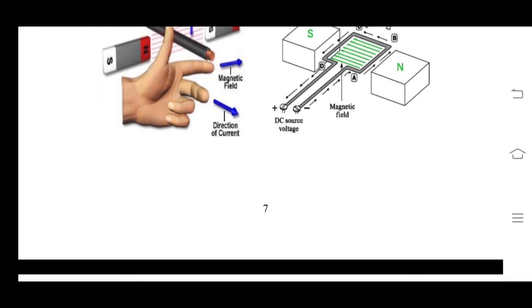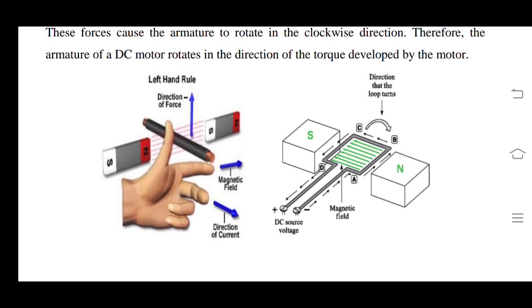The left hand rule says that the direction of force, direction of magnetic field, and direction of current are related.